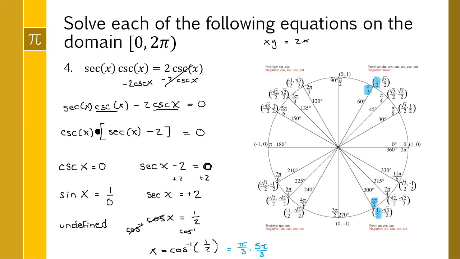So if you have a problem with more than one trig function in it, you are likely going to need to do some factoring and then split it up into pieces using the zero product property. If you have a problem that has secant or cosecant in it, you are likely going to need to use a reciprocal identity.